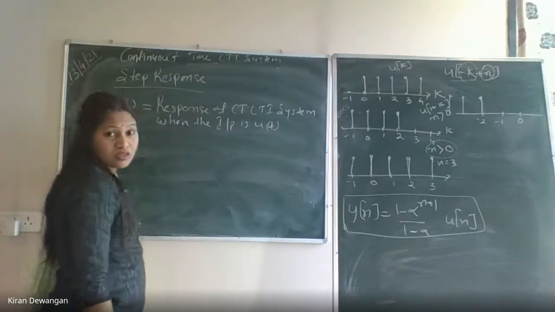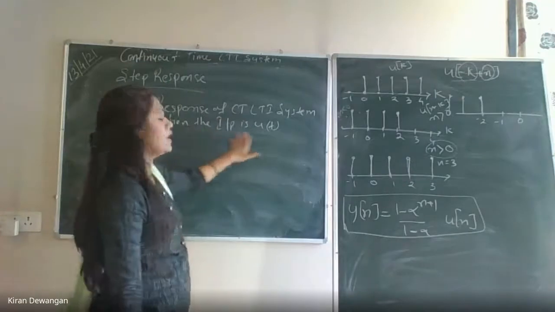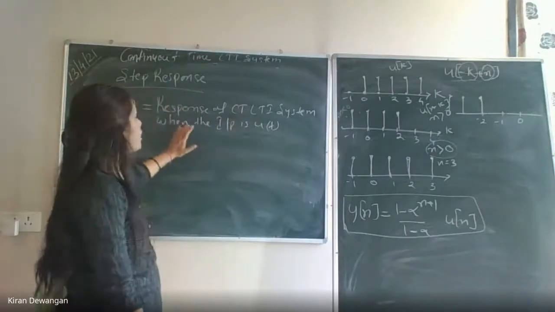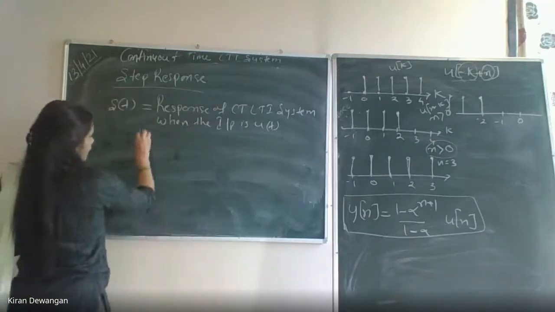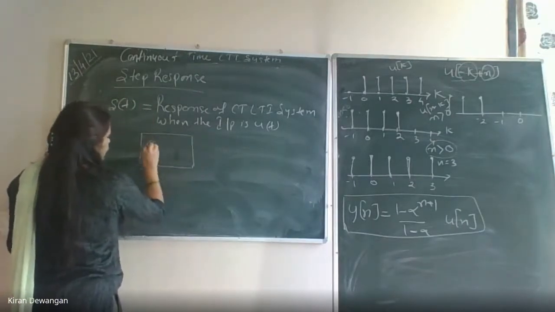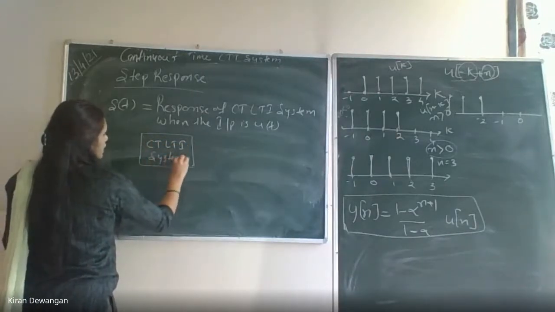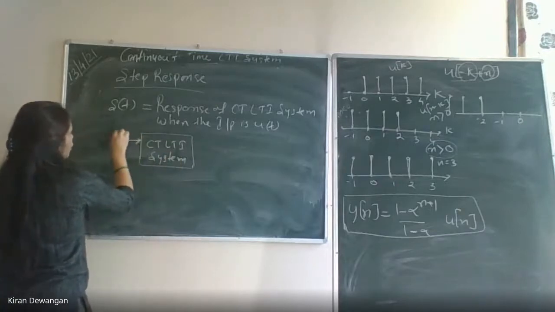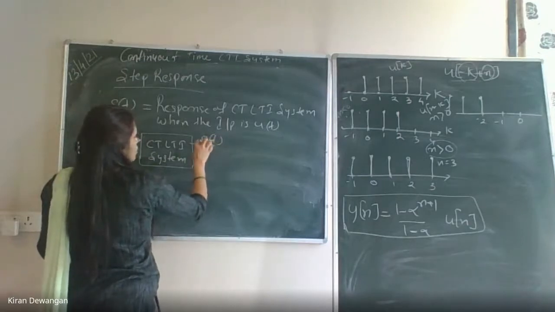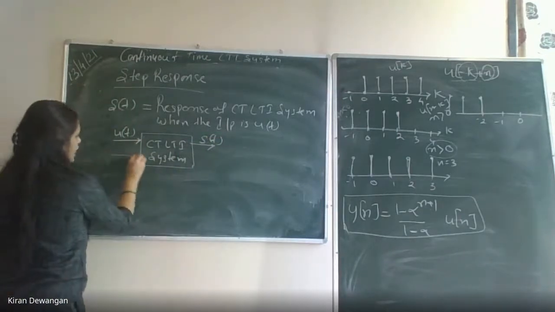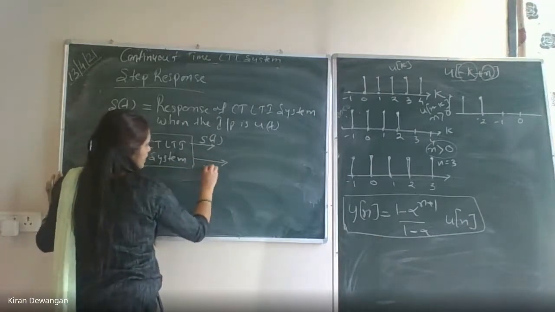S(t) is the step response, the response of a continuous time LTI system when the input is u(t). ठीक है, तो जब input u(t) रहता है तो आपको step response मिलता है. So as we have already seen, for a continuous time LTI system, if we give an input u of t, the output we get is s of t, that is the step response. And similarly, if we give the input x(t), what we get as an output is y(t).